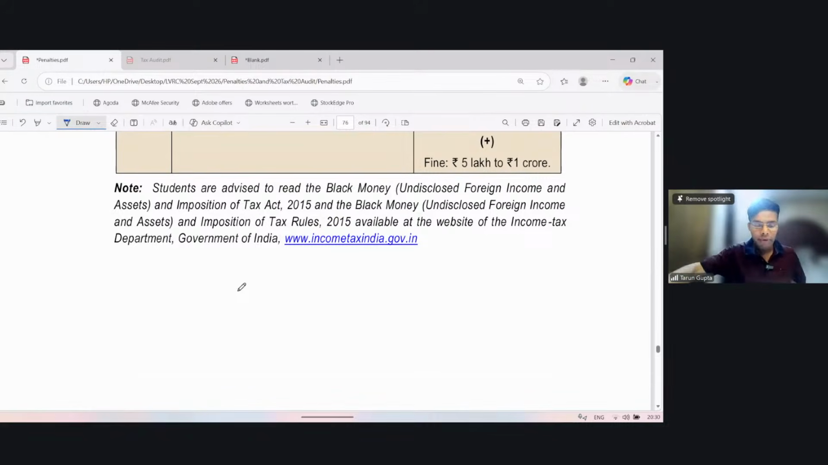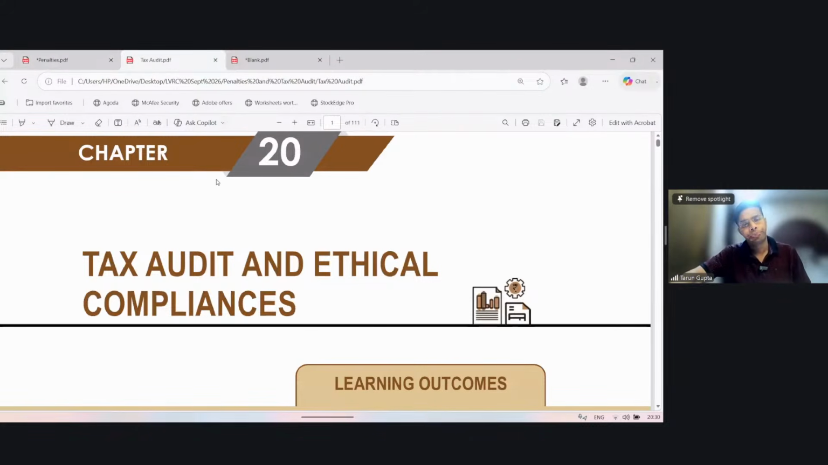Now we'll move to our next chapter, tax audit. It's a very small chapter and an interesting one. What it says is that the chartered accountant, while doing the tax audit, has to exercise the due diligence which is to be exercised as prescribed under the relevant standards of auditing.